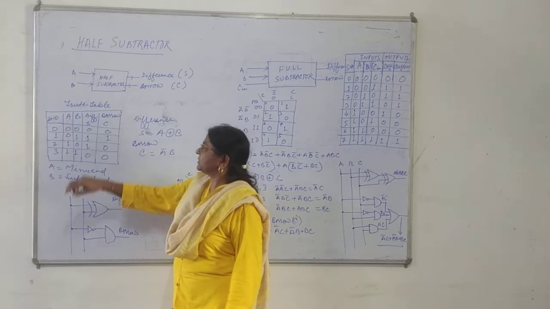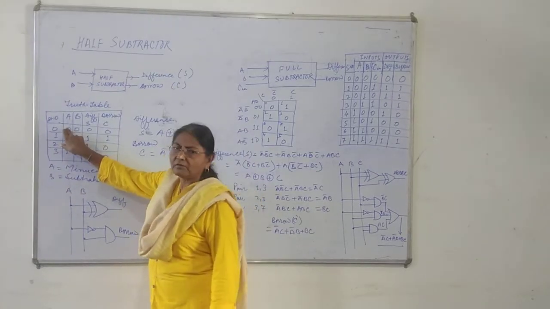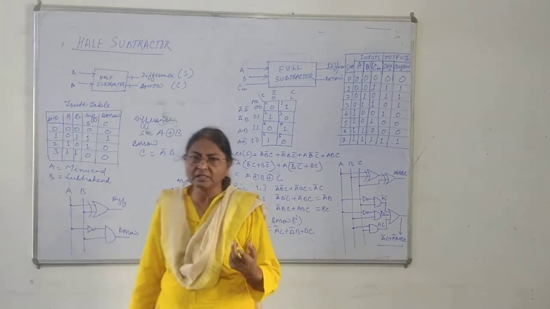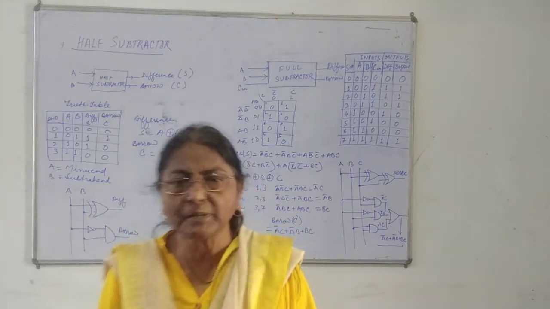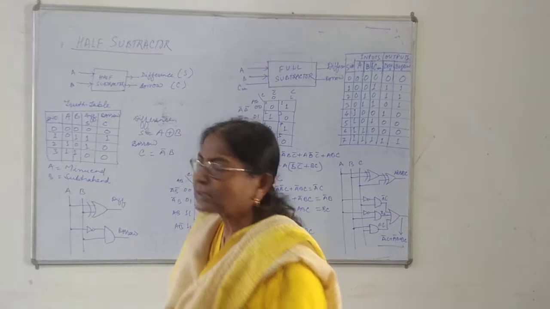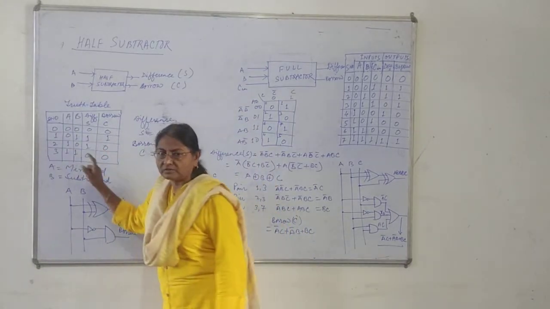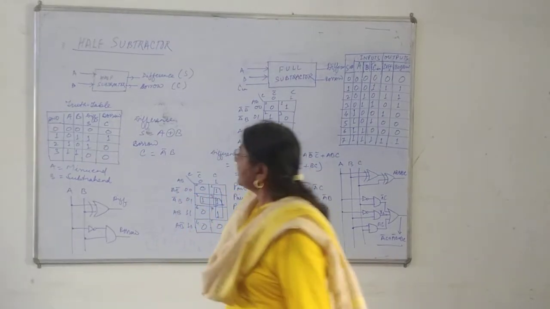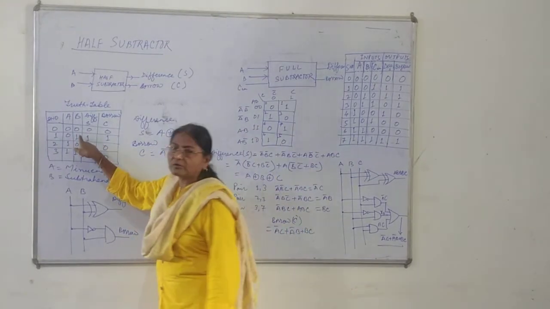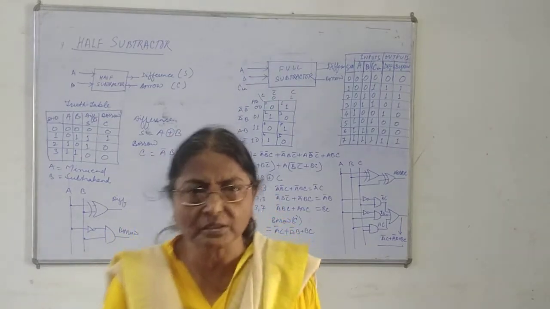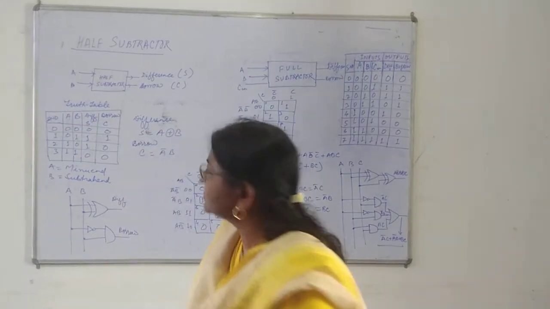So what will be the output? A and B are two binary variables, so the number of possible binary patterns is only 4. And what is the possibility? The possibility is 00, 01, 10 and 11. So now if I subtract 0 from 0, the difference will be 0 and borrow will be 0. There is no borrow, there is no difference. 0 minus 0 is equal to 0.